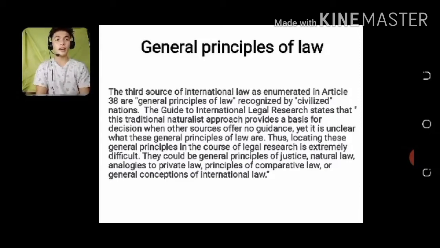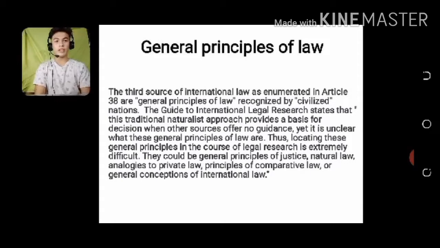So today, my topic is to report the third primary source of international law. The third source of international law enumerated in Article 38 is General Principles of Law recognized by civilized nations. The Guide to International Legal Research states that this traditional naturalist approach provides a basis for decision when other resources offer no guidance. It is unclear what these general principles of law are.